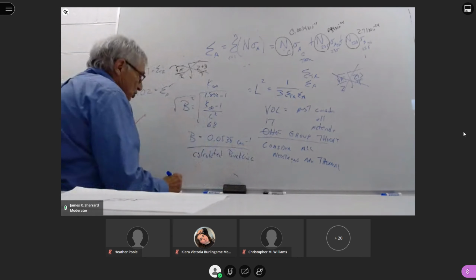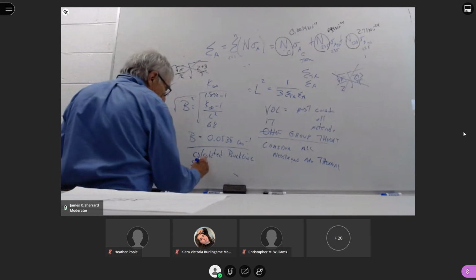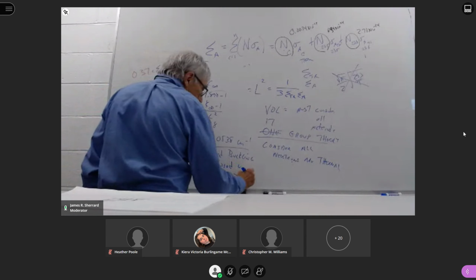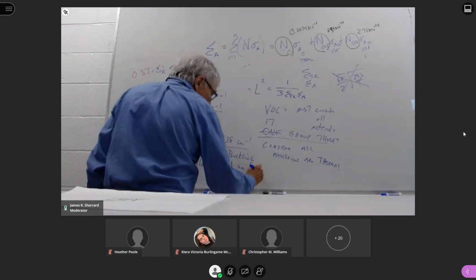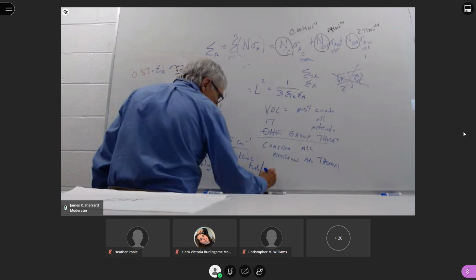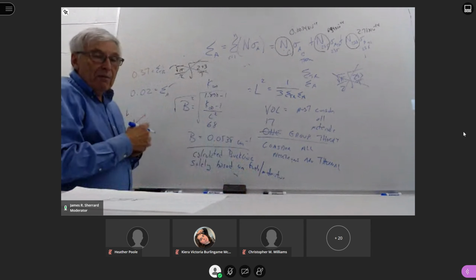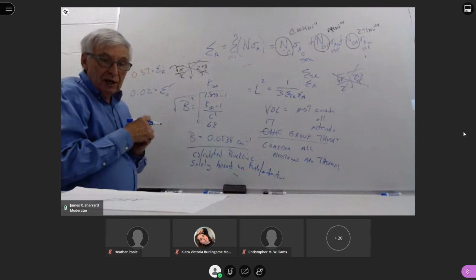And this buckling is solely based on fuels and moderators. We have never said anything about the shape that we're going to put this in.